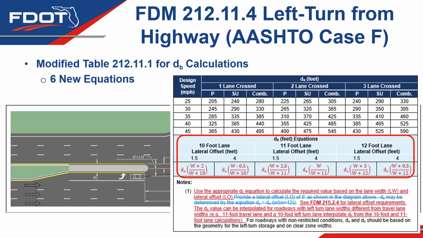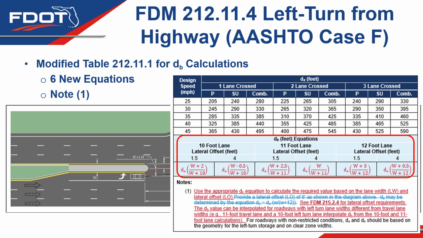Now lane widths can vary from 10 feet to 12 feet depending on things like design speed, context classification, number of lanes, truck volumes, and so forth. And the minimum lateral offset can vary from 1.5 feet to 4 feet depending on the design element, design speed, and new construction or 3R criteria.